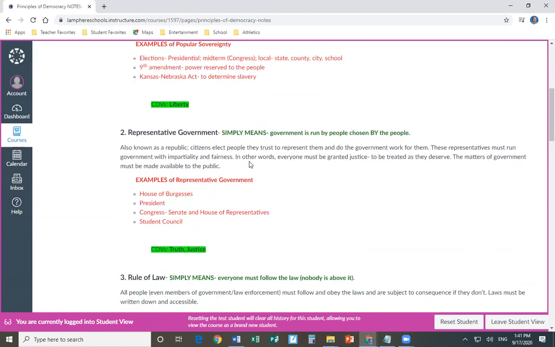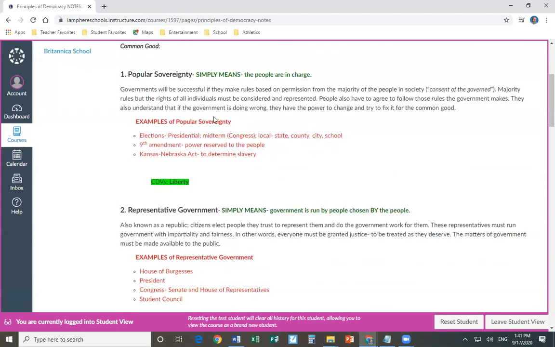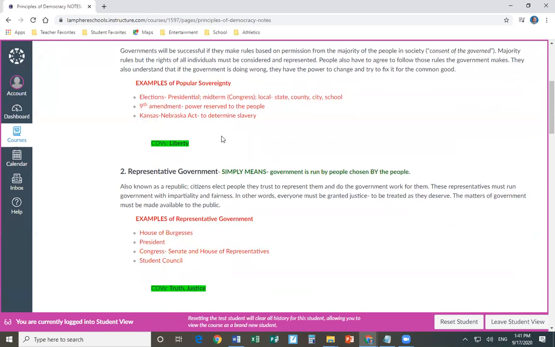Okay. Then we'll go to representative government. So representative government goes right hand in hand with popular sovereignty. If the people get to choose, not only can they choose the people who they want to serve in government, but sometimes they also get to choose which laws they want passed or which laws they want repealed or taken out. But representative government essentially means that we as individuals are not making all the choices in government, but we get to vote and elect the people who we want to make those choices for us.